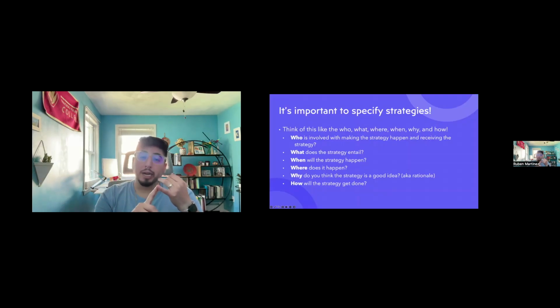Is it a 2-hour training with experiential components? So people are actually doing role plays and modeling. They're getting their hands dirty and learning how to do the thing. Is it a full day training? Like really specifying the components of your strategy. When will the strategy happen and how frequently? So is it going to be a one-time training or are you going to do a booster session? Where is it going to happen? Pretty simple. Why do you think the strategy is a good idea?